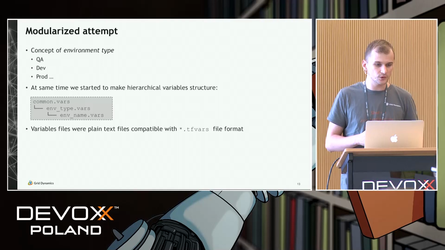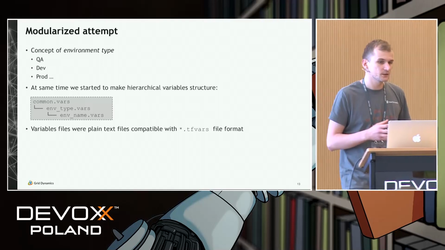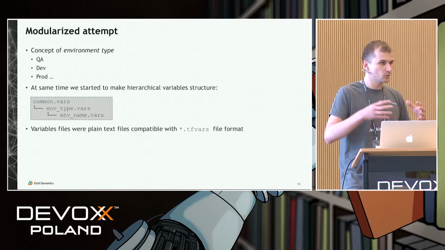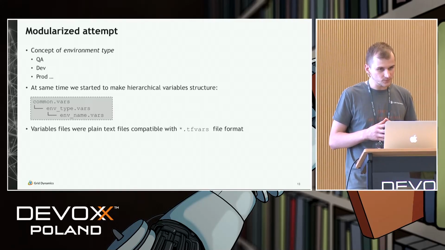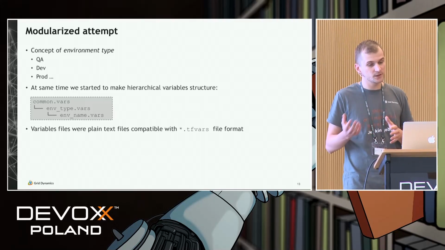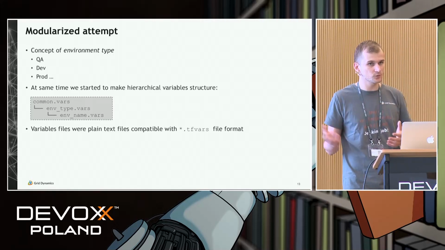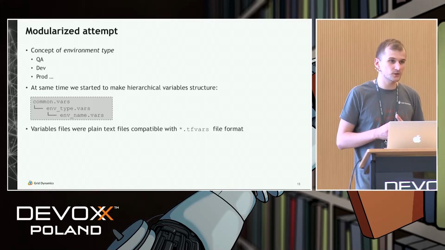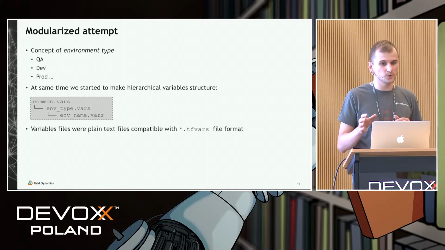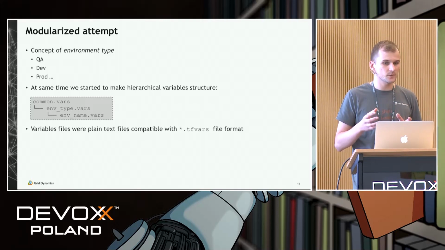We introduced also the concept of the environment type. This is what I mentioned, that there should be one company-wide standard. So there should be the QA type of environment, for example, development and production, non-production, whatever you want. There is a list of these for this particular client. Not that important. The important thing is that there is the idea of environment type.